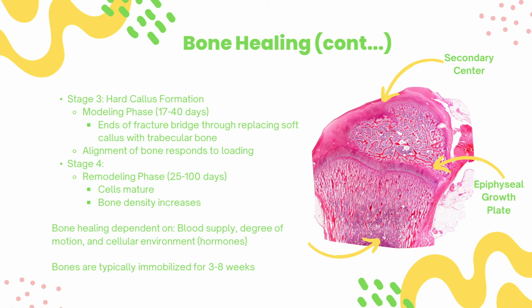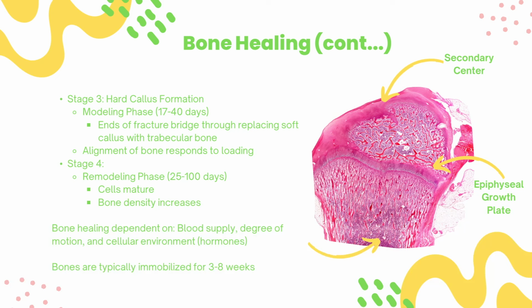So the bone has now, the bruising has occurred around it, the hematoma has formed, the soft callus has gone around that fracture, and the cartilage and fibrous tissue has now transformed into bone tissue. And at that final stage, now those cells have matured, those osteoblasts have matured, and the bone starts to increase in the density and start to get stronger at this point.